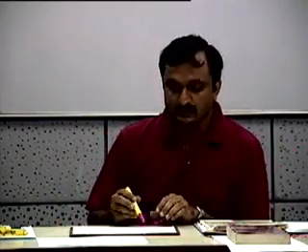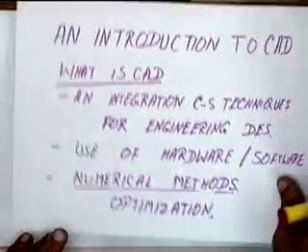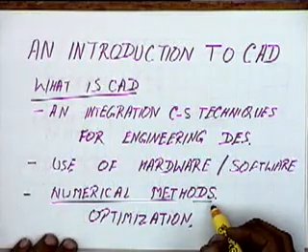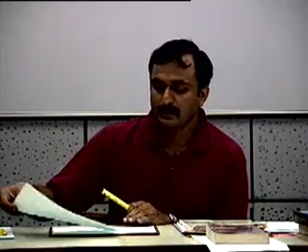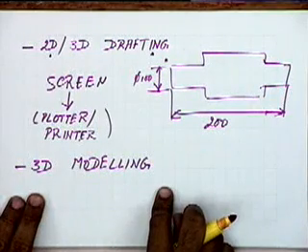So the other CAD activity is 3D modeling, and this is a major part of what we mean by computer aided design. Often people refer to drafting as computer aided design. Some people even refer to just numerical methods as computer aided design, because even in numerical methods you are using the computer as an aid for designing. But a major part of this activity of computer aided design comes under this realm of 3D modeling.